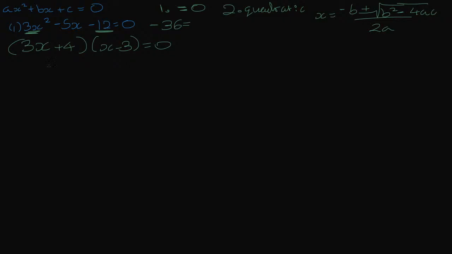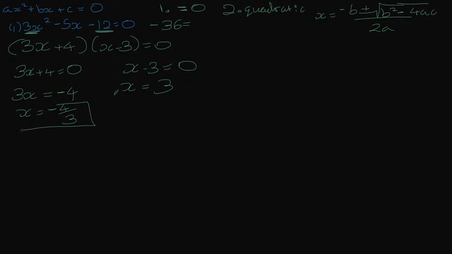You know how to factorize these by now, because we have many videos on it, so be sure to check them out in the course. Alright, let's carry on. Now we let 3x plus 4 equal to 0, and we let x minus 3 equal to 0, and then we solve for x. So we have 3x equal to minus 4, then x is equal to minus 4 over 3. That's one x. Then we have x is equal to 3 on this side.